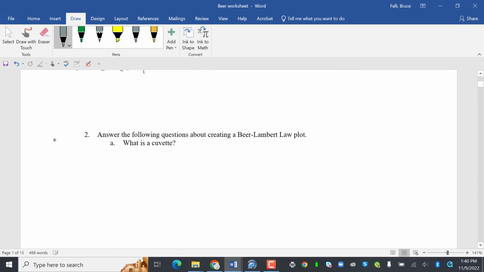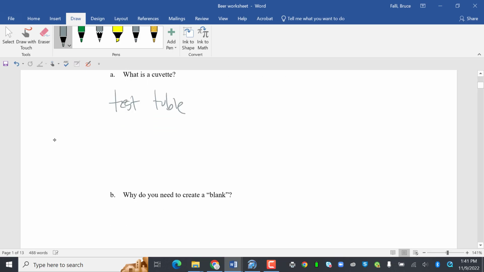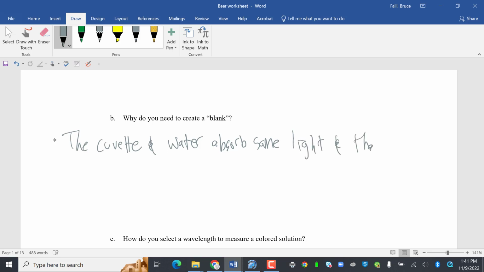Let's keep on trucking. Answer the following questions about creating a Beer-Lambert plot. What is a cuvette? It is a test tube. Why do you need to create a blank? The cuvette and water absorb some light, and that needs to be taken into consideration. That means basically you zero it out.